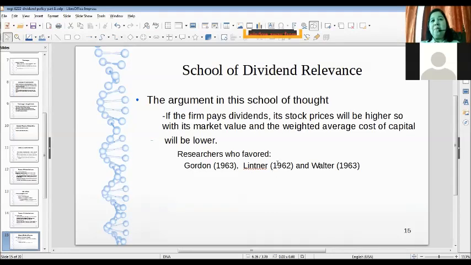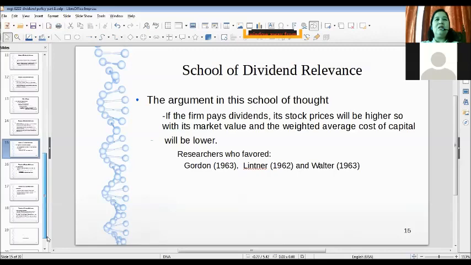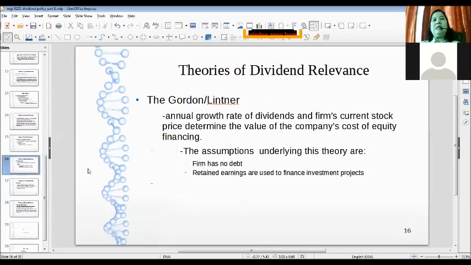Sinasabi nila, for them, kailangan magbayad ka ng dividend para magkaroon ng magandang goodwill yung stock mo. At kapag maganda yung stock prices mo, okay, makaka-apekto yan sa market value. Okay? Oh, so, bakit kaya? Let's find out. Ano sinasabi nitong si Gordon and Lintner. For them, it is relevant because the annual growth rate of dividends and the firm's current stock price determine the value of the company's cost of equity financing. Okay. So, para sa kanila, nakasalalay daw yung growth rate doon sa dividends declaration. Okay. Dahil pag nag-declare ka ng dividends, makaka-apekto sa current stock price.